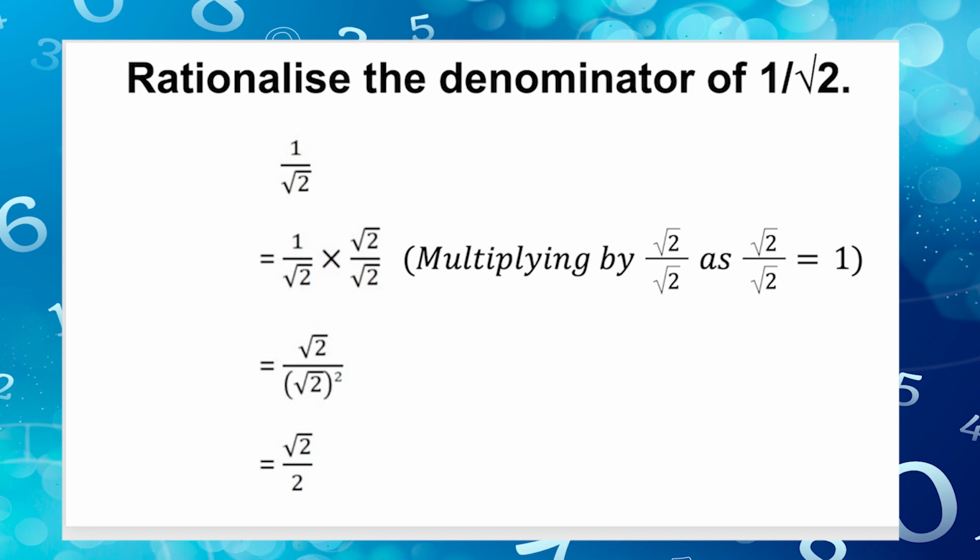Students, now let us take another important and interesting topic, that is rationalization of the denominator, to make the denominator into a rational number. Before starting, we all must know that root 2 into root 2 gives us 2, which is a rational number. For example, to rationalize the denominator of 1 by root 2, we multiply by root 2 upon root 2. On solving, we get root 2 by 2.